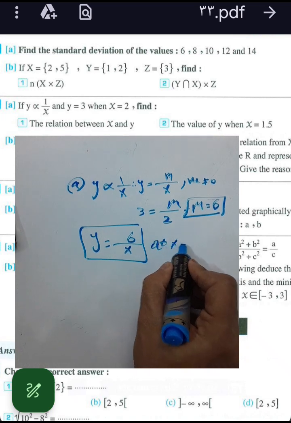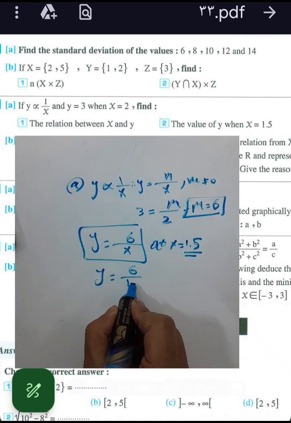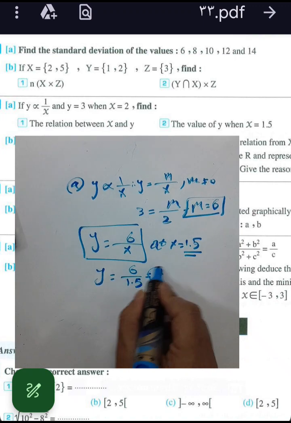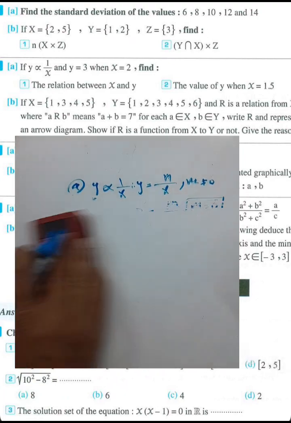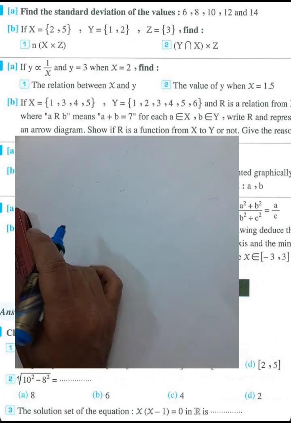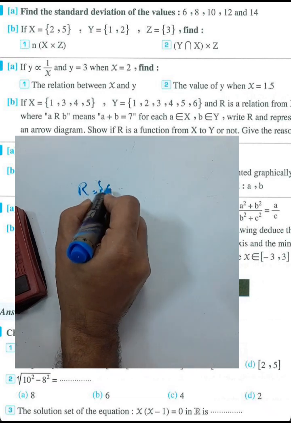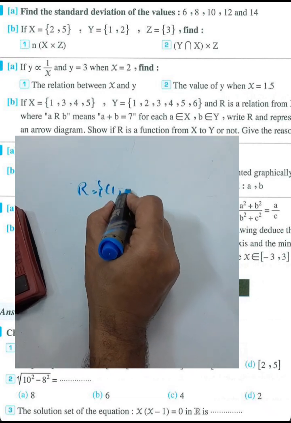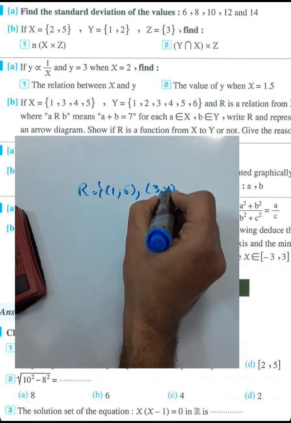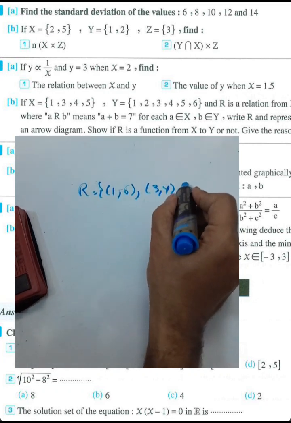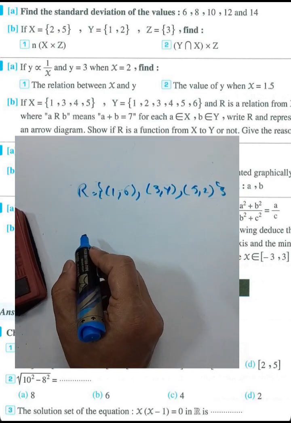At x equals 1.5, then y equals 6 over 1.5. It will be 4. The value here will be 4. We have another relation between x and y, meaning a plus b equals 7. You can write the relation between them. 1 plus 6 equals 7, and 3 plus 4 equals 7, and 5 plus 2 was equal 7, the relation between them.